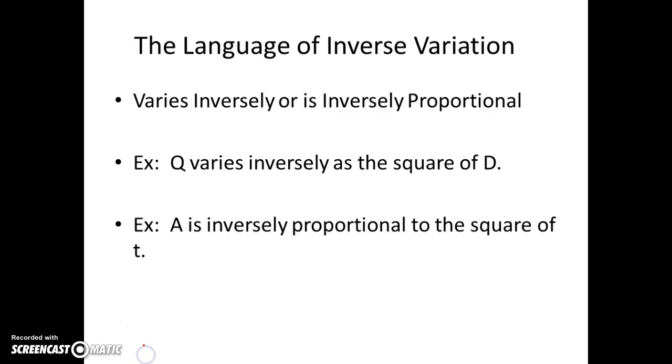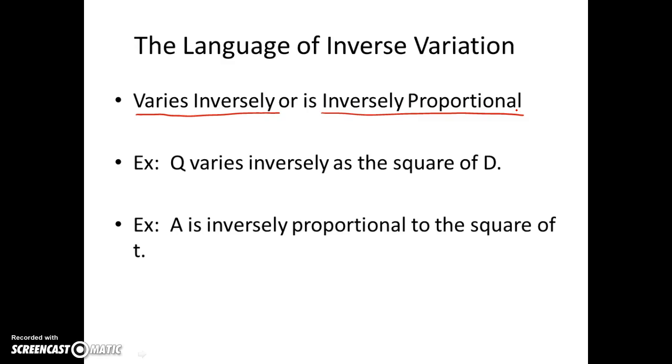Okay, again, the things we're going to do are actually very similar, so if you understood yesterday, you should be able to make the jump to today. First, the language of inverse variation. It either varies inversely or is inversely proportional. So just like yesterday, we had a couple different ways we could use vocabulary to describe direct variation. There's a couple of different ways we could talk about inverse variation.